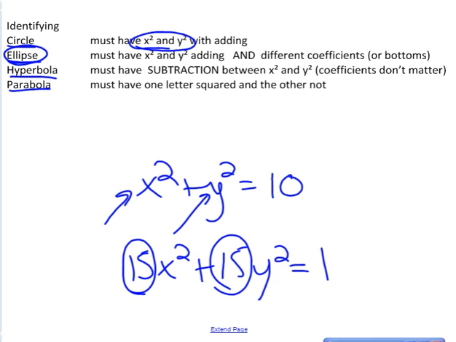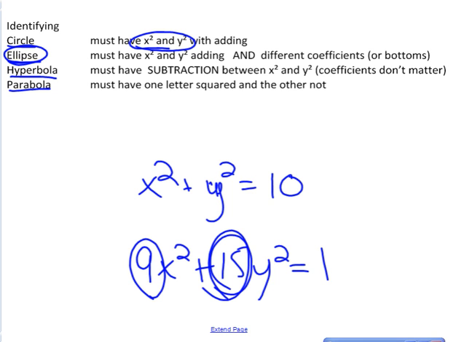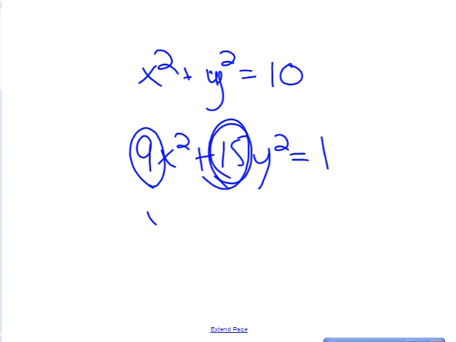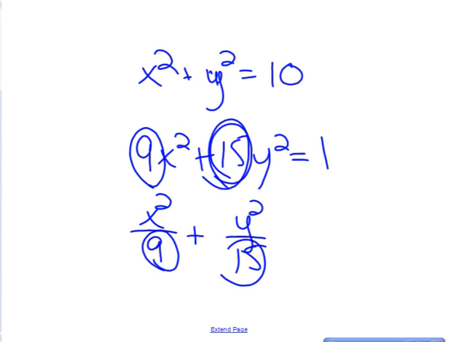And let's talk about the ellipse. Ellipse is, again, you have addition, but instead of having, let's say, 15x squared and 15y squared, let's suppose you had 9x squared and 15y squared. If these two numbers are different, that tells you you have an ellipse, and quite often they will put numbers on the bottom, but again, you're checking for whether or not these two numbers are the same. So if they're different, that tells you you have an ellipse.